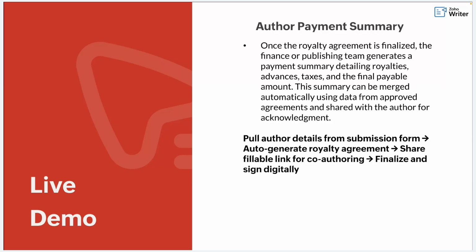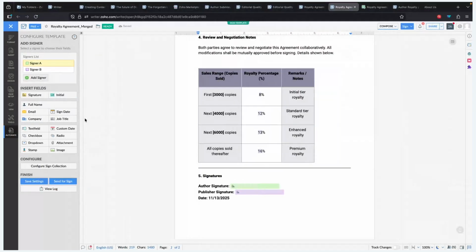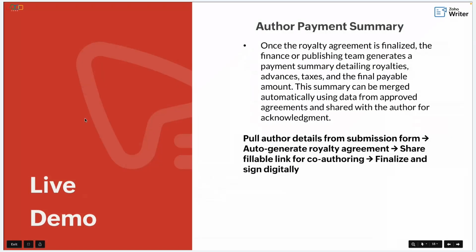Instead of preparing these summaries manually for each author, a publishing house can automate the entire process, pulling payment data from the finalized agreement and generating a personalized summary for every author. So Gautam, can you also show us how Writer automates this entire flow, from merging data to generating and sharing the payment summaries with authors?